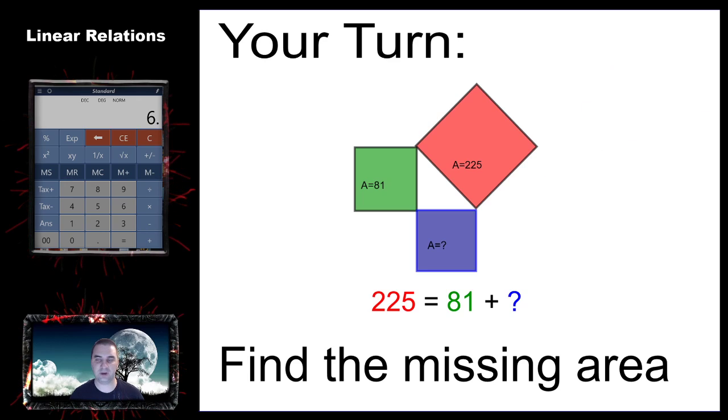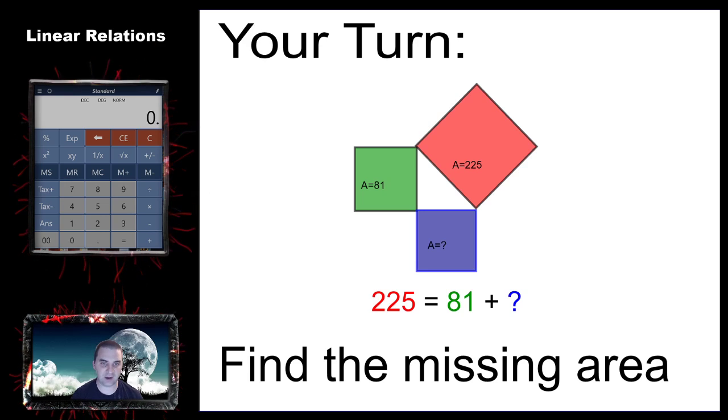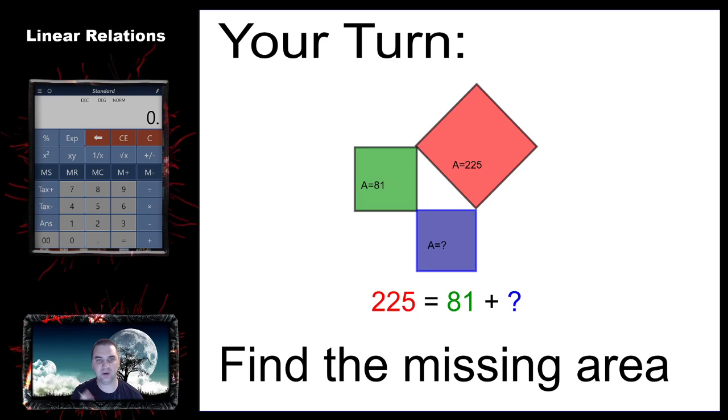Okay, here's a quick and easy question for you to answer. It's in your little packet there. You have the areas of three triangles: 81, 225 is the big one, and you don't know this one. You need to figure out what it is. And if you can do subtraction, I'm pretty sure you can solve this. So go ahead and pause the video and solve this real quick, and then unpause it to check your answer.